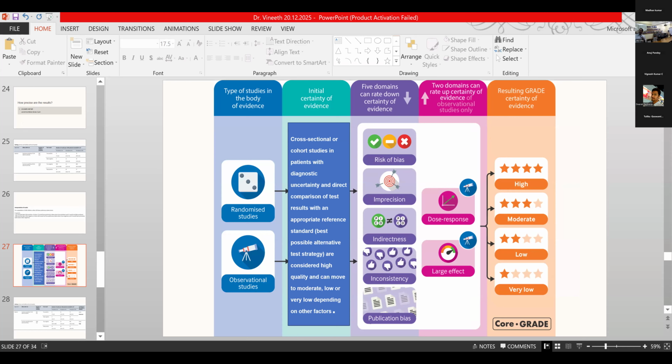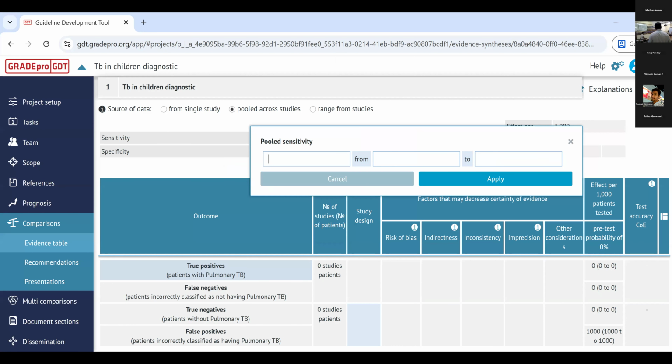Okay, so this is the gdt.gradepro. If you type it, it's a guideline development tool, GRADEpro. It's freely available online. We can use it. So coming to our question, it was TB in children, which is diagnostic. So I've pre-entered that and kept it. What was the pooled sensitivity? Okay, because we can't keep switching, I'll just enter the data for us.